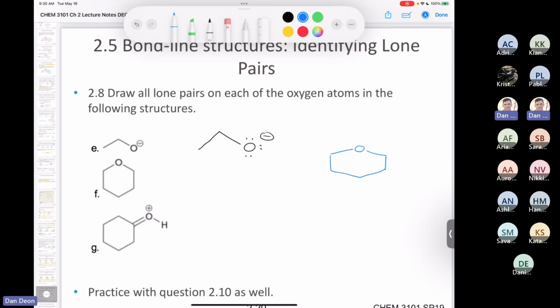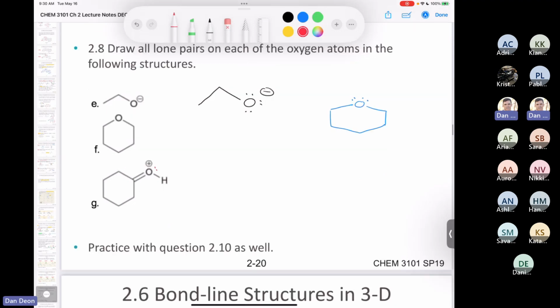So how many lone pairs must I draw in? 2, good. And the last one, the oxygen has a +1 charge, and therefore it's missing 1 lone pair. See how quick that is? Okay. Students usually master that concept pretty quickly.